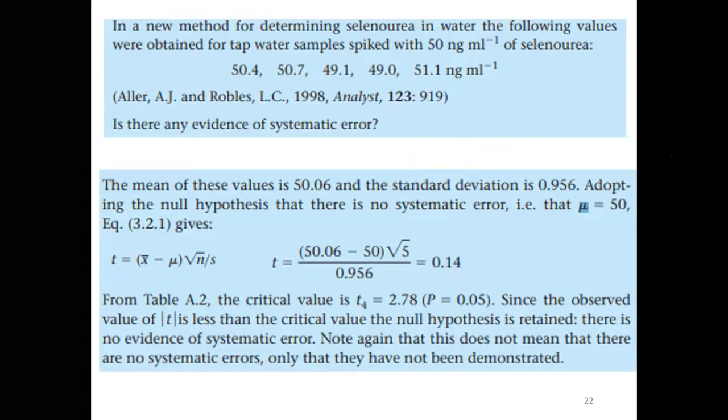Again, here it does not mean that there are no systematic errors, only that they have not been demonstrated. We cannot say there's no systematic error, but we can say there's no evidence of systematic error, or that we cannot have significant systematic error. That word is most important. Even though it's a single word, it has a high meaning. We cannot say no systematic error. We don't know. There's no way to check it.